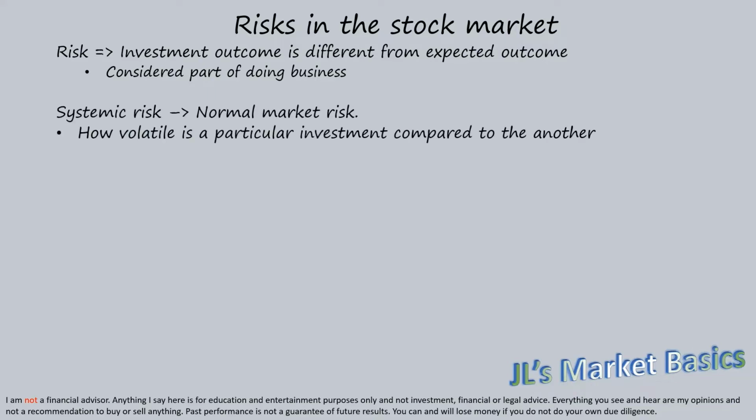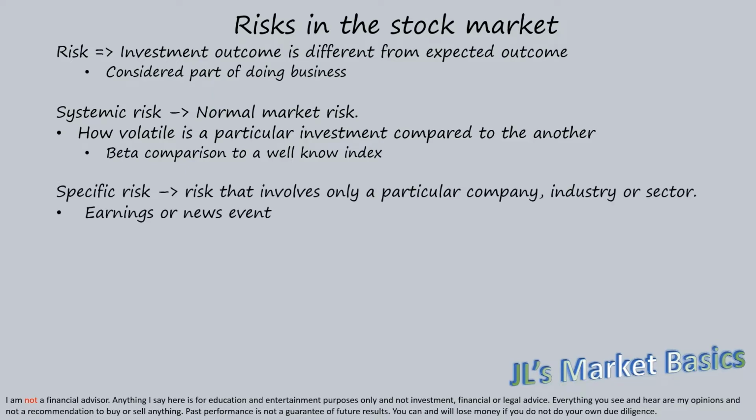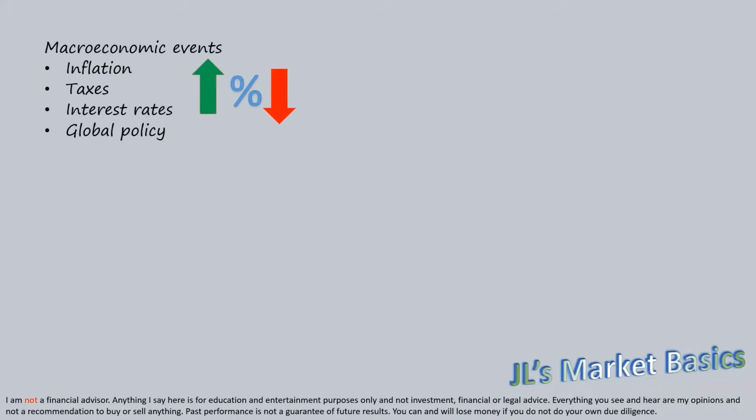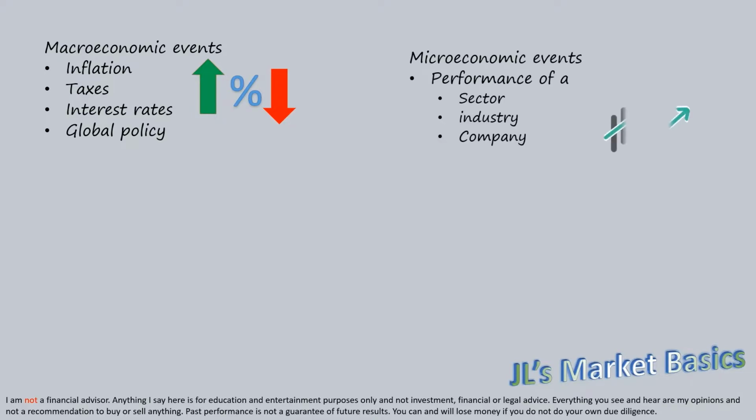Some are systemic and affect the overall markets. They're usually based on market volatility and are assessed by comparing an investment to a popular index, sometimes referred to as beta. And then there are specific risks that only affect a particular sector, industry, or company, such as earnings or a news event. Risks can also be attributed to macroeconomic events such as inflation, taxes, interest rates, or global policy. Then you can have microeconomic events that are due to the performance of a sector, industry, or company.